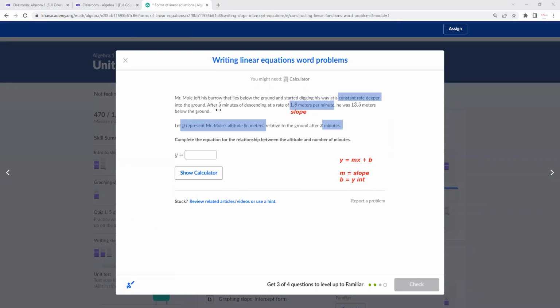And this would be our X coordinate and our Y coordinate. We need to find the Y-intercept. Where did he start at? So Y equals my slope, X plus B. It told you Y, which is the altitude, was 13.5 meters, and it took him 5 minutes.